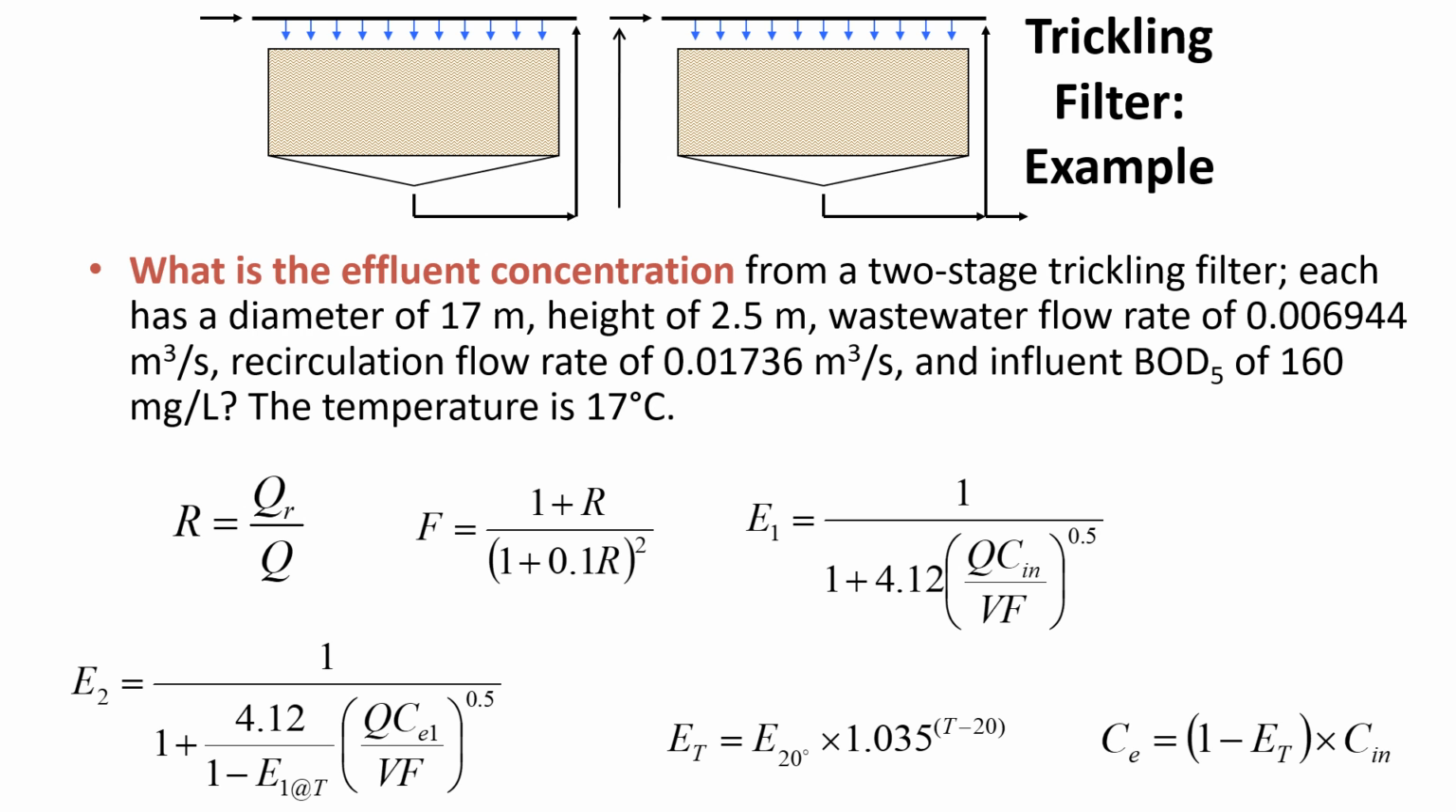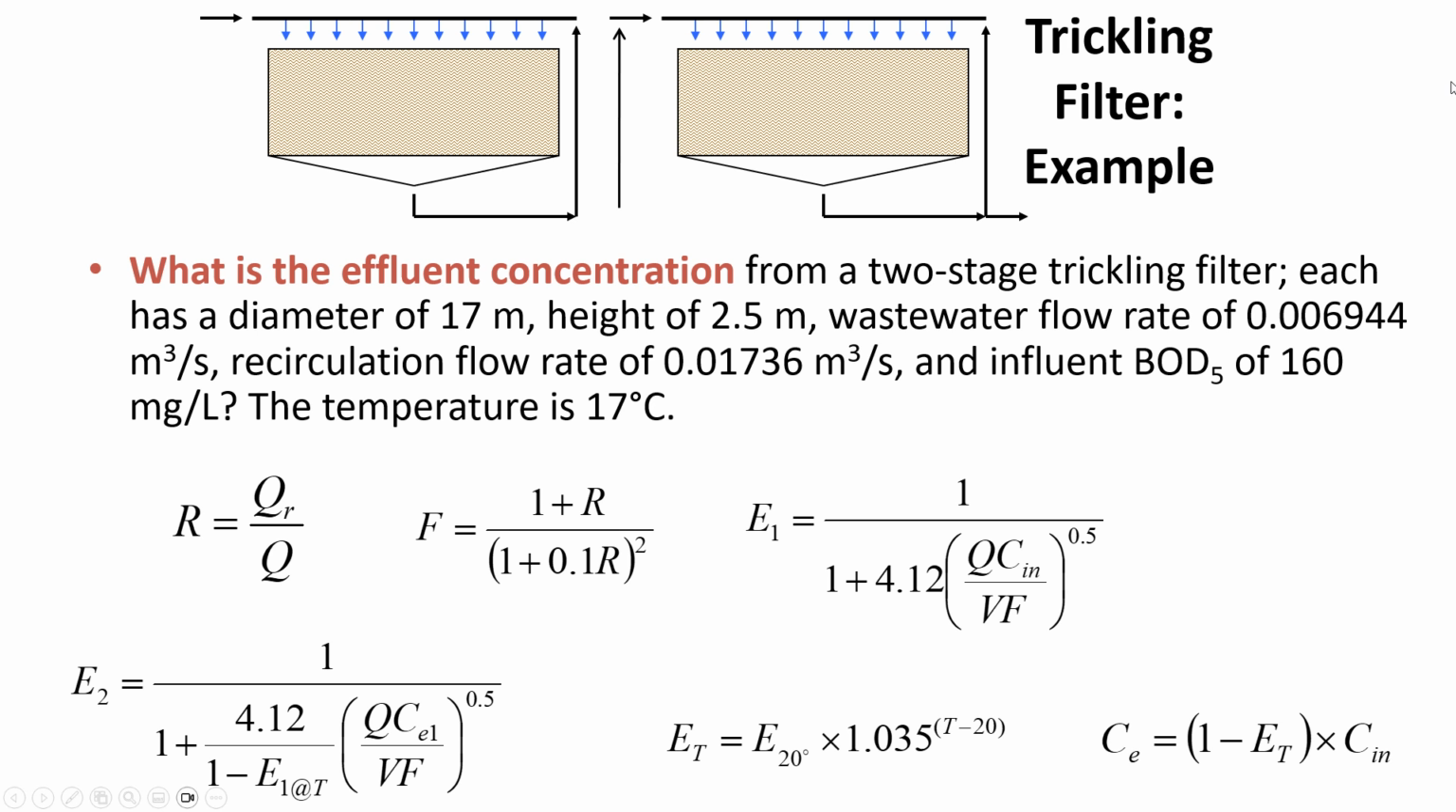The recirculation factor, F, is 1 plus R divided by 1 plus 0.1 R, and all of that in the denominator is squared. Okay, so it's 1 plus 2.5 divided by 1 plus 0.1 times 2.5, and then all of that is squared. So our recirculation factor is 2.24.